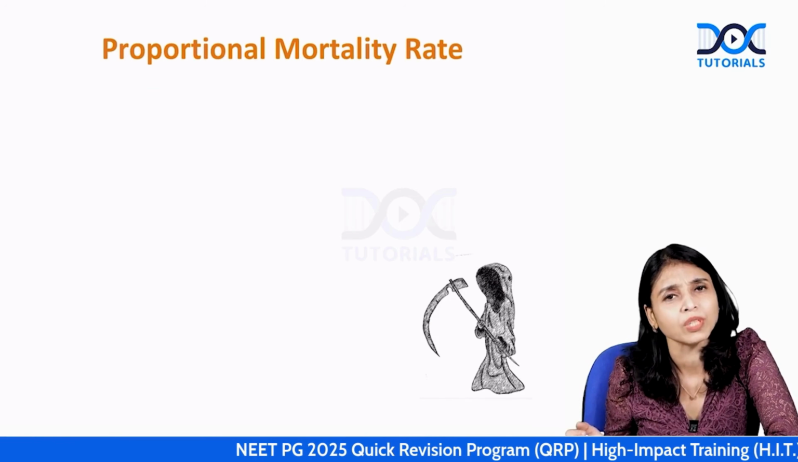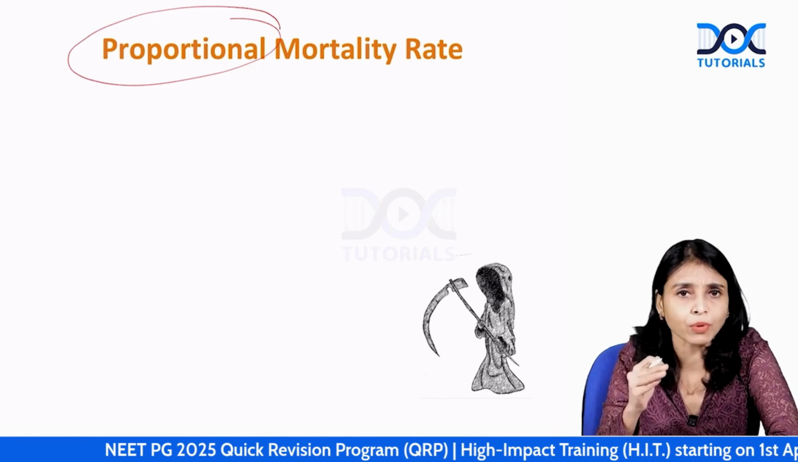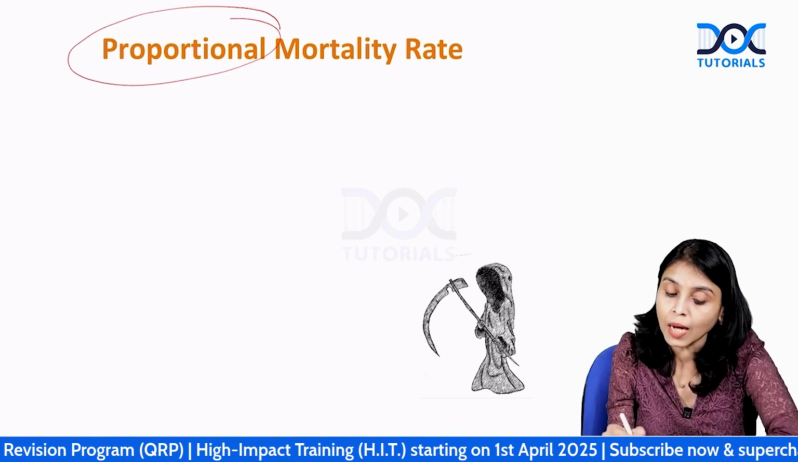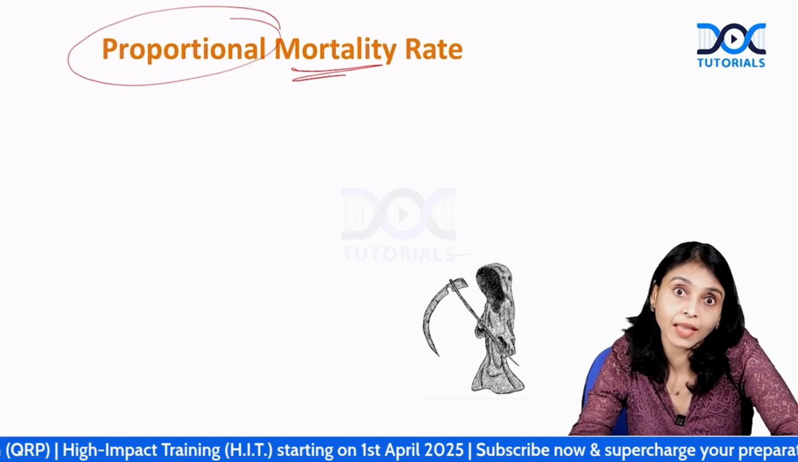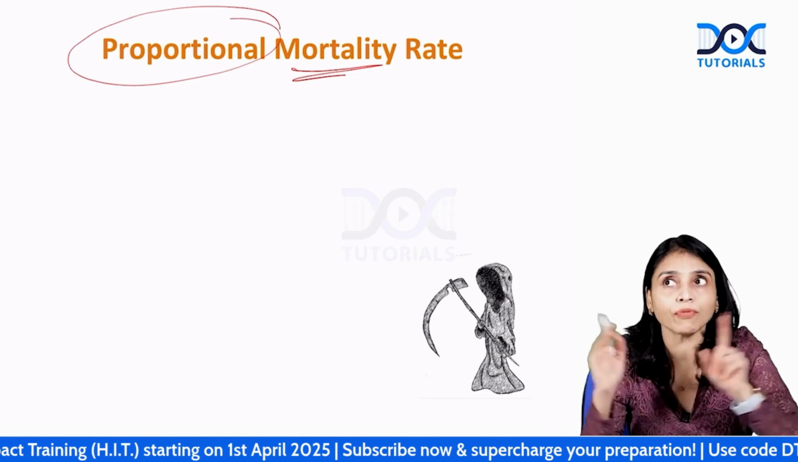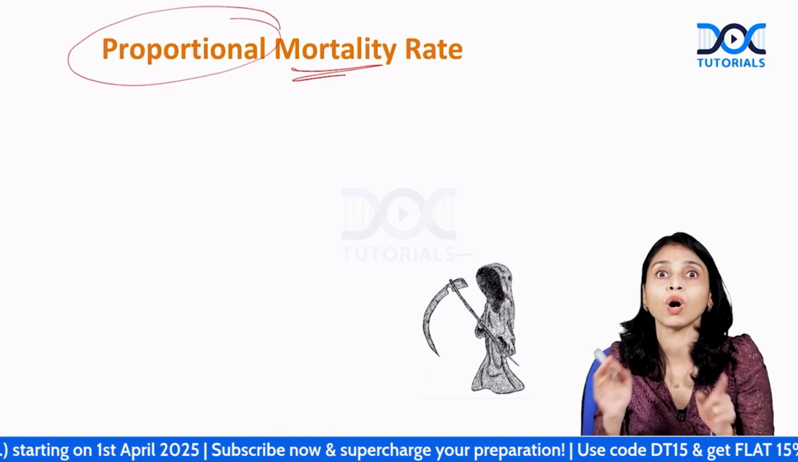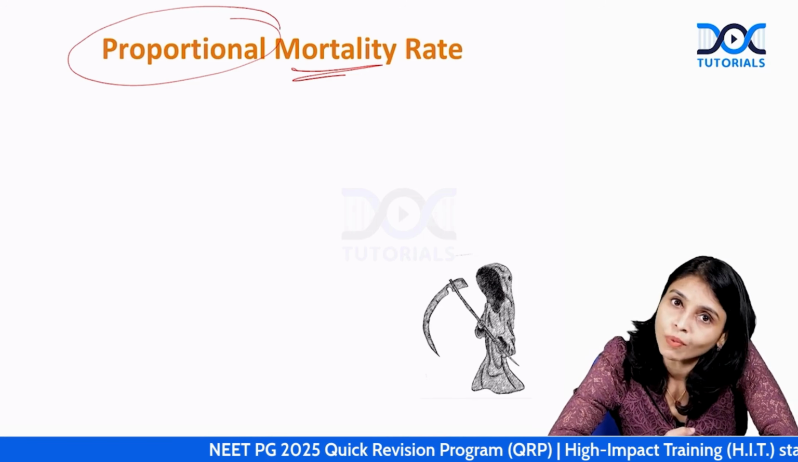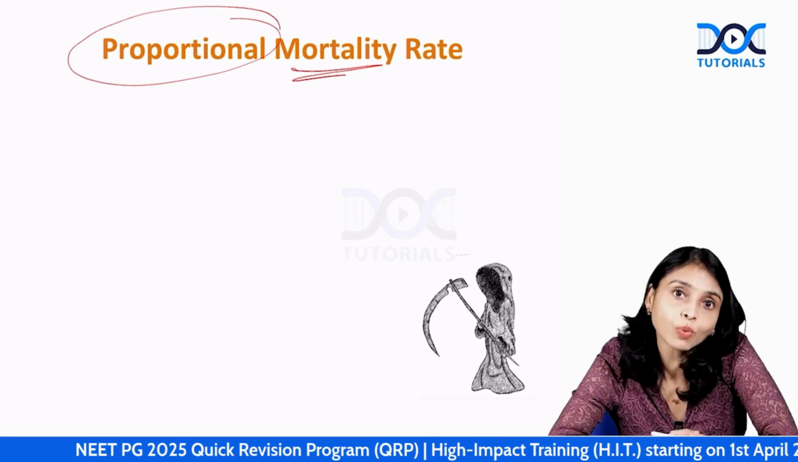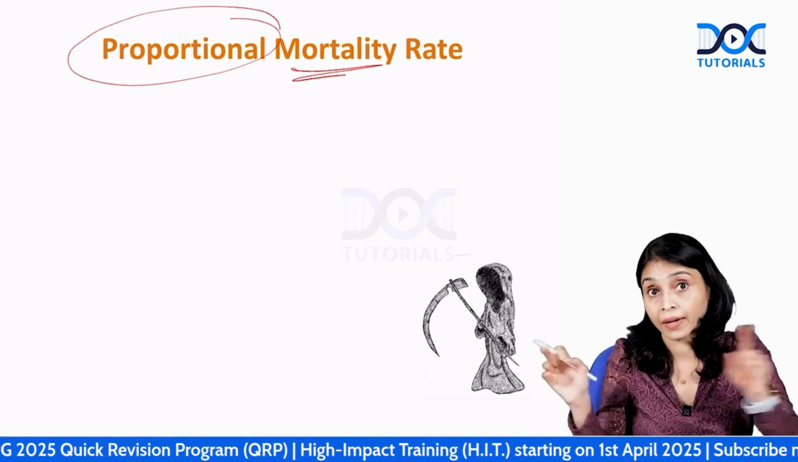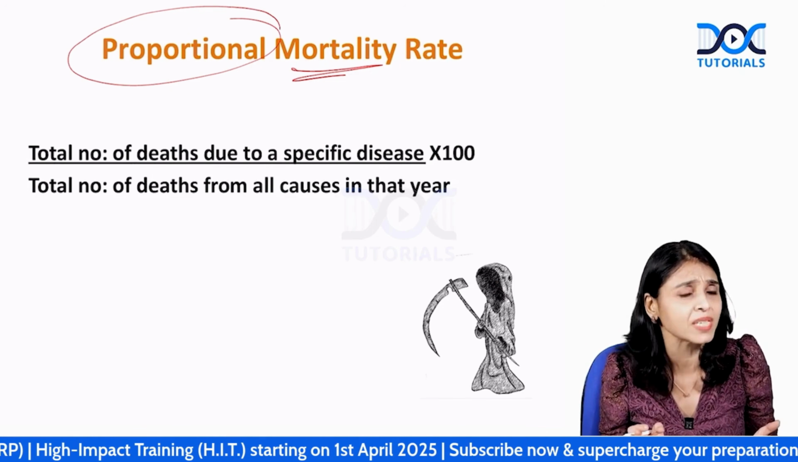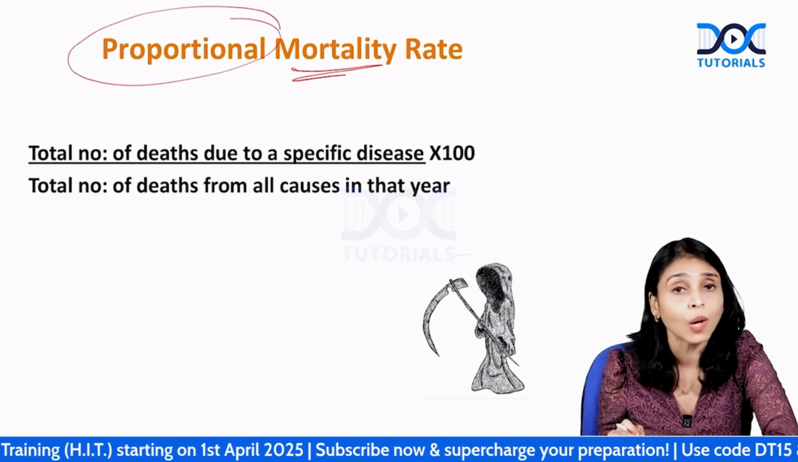Moving to the next, proportional mortality rate. Guys, what do you mean by proportion? A small portion, right? Proportion means a small portion out of the whole. Mortality means death. Then what would be proportional mortality rate? Out of total deaths due to all causes, what proportion is contributed by one particular disease alone? So what will be the formula? Number of deaths due to one disease in the numerator and deaths due to all causes in the denominator into 100. So naturally that will tell you what percentage out of total deaths is contributed by one disease alone.